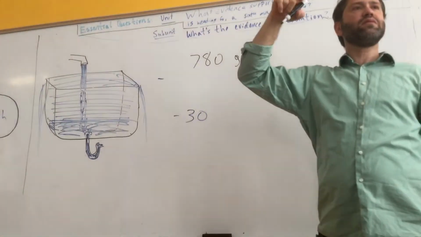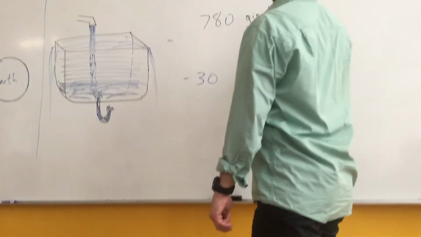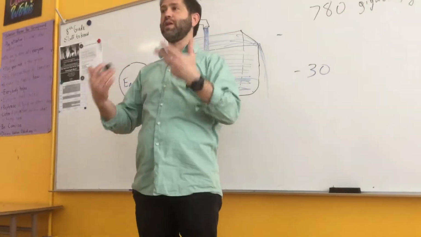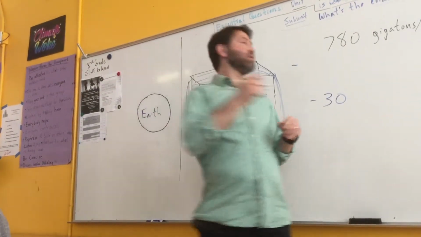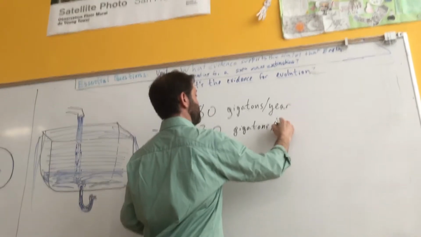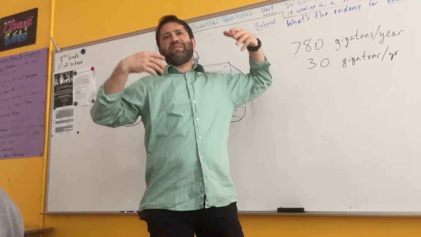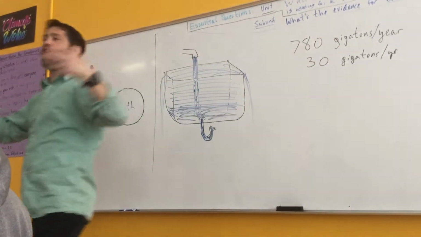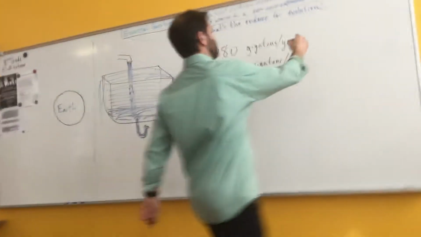Gigatons per hour. Not per hour, per year. Per year that we're responsible for, on average. 30. Okay. How many gigatons of carbon dioxide are part of the natural cycle? 810. Yeah, 780 is the natural cycle.